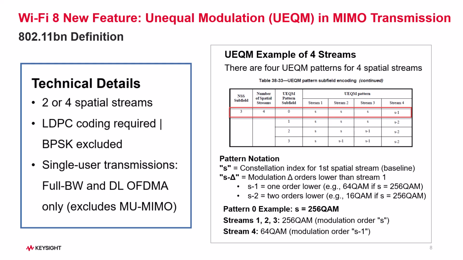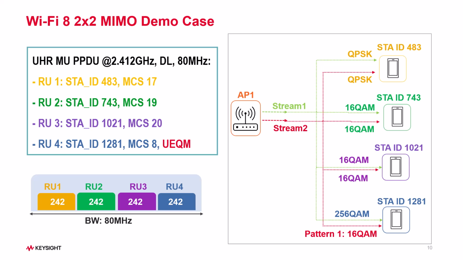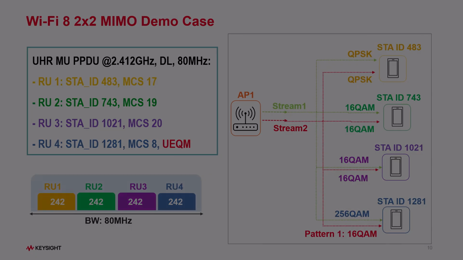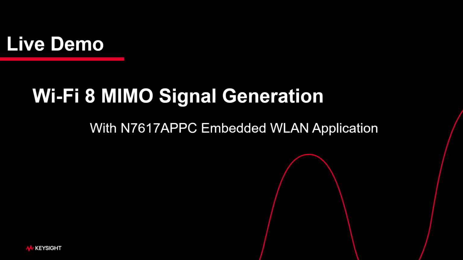For today's demo, we'll use a 2x2 MIMO case. We've got 80 MHz split across 4 users. Each gets 20 MHz. The last user applies UEQM across these 2 spatial streams. Now let's dive into the first part, how to generate this MIMO signal.